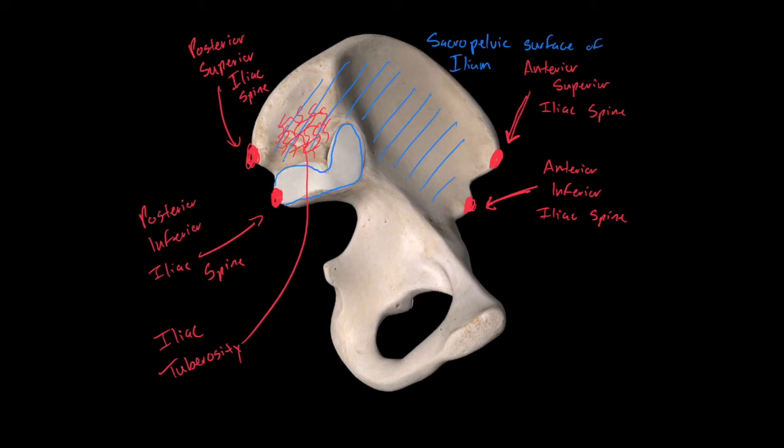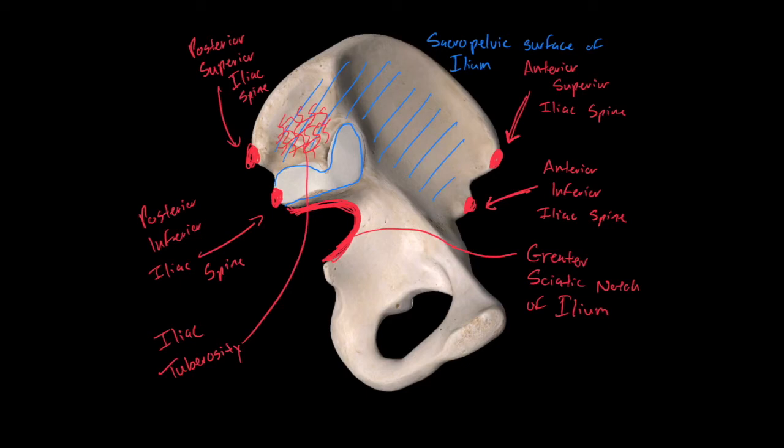Finally, the last bony landmark that we need to know for the ilium is this notch right here. This notch is called the greater sciatic notch of the ilium. Why is it called the greater sciatic notch of the ilium? Because the sciatic nerve goes right in between this notch. So they're calling it the greater sciatic notch of the ilium. And those are all the landmarks for just the ilium.